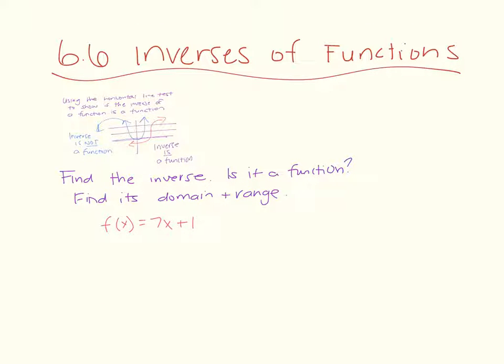So we remember the steps to finding the inverse function? Replace f of x with y, good. And then switch the x and y, good. And then solve for y. So first, this is y equals 7x plus 1. Then I'm going to switch the x and the y. And then I have to solve for that new y. So, divide by the 7. So I get x over 7 minus 1/7.